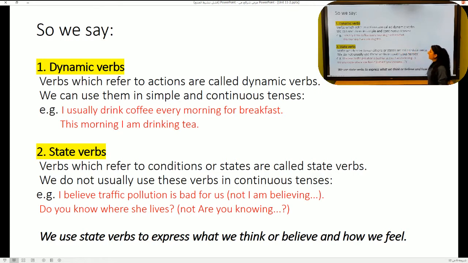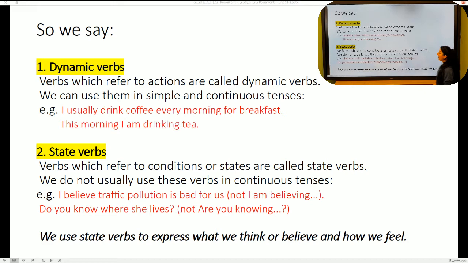Number 2, state verbs: verbs which refer to conditions or states, not action, okay, are called state verbs. We don't usually use these verbs in continuous tenses. Not always, but usually. We have special cases and conditions, and I will talk about them later.